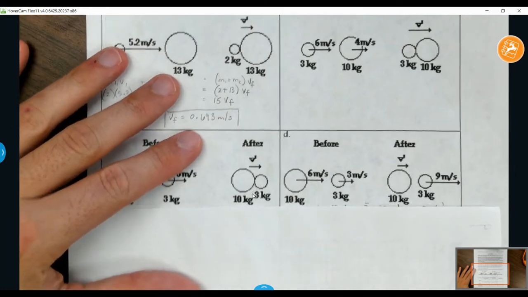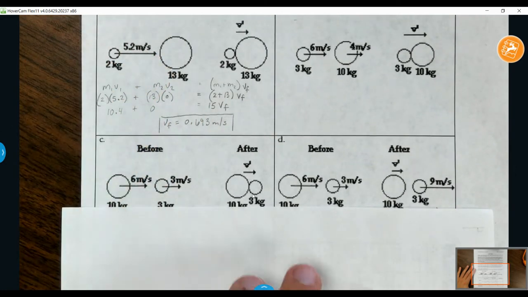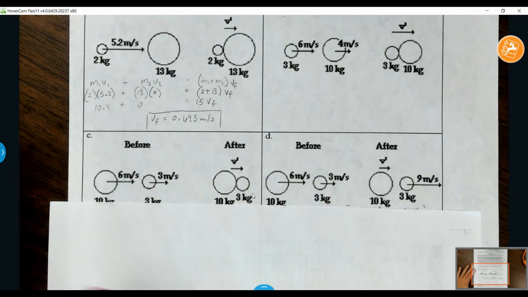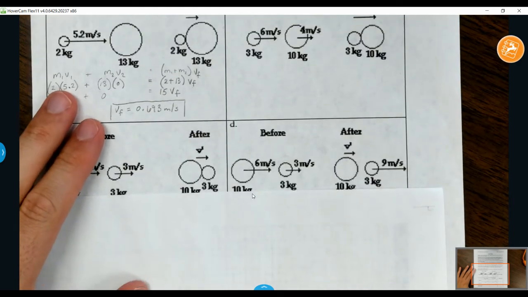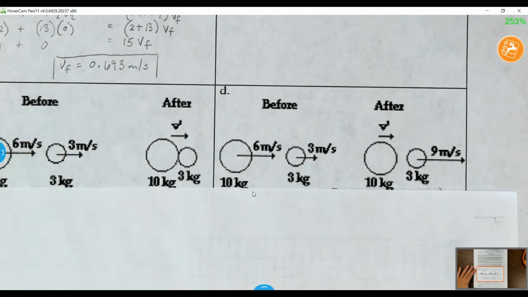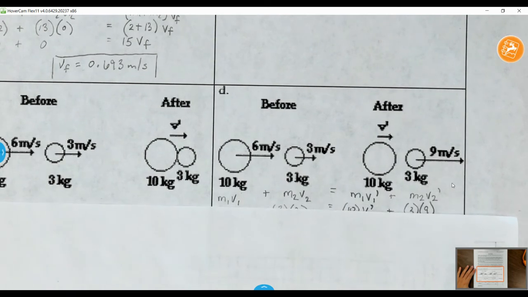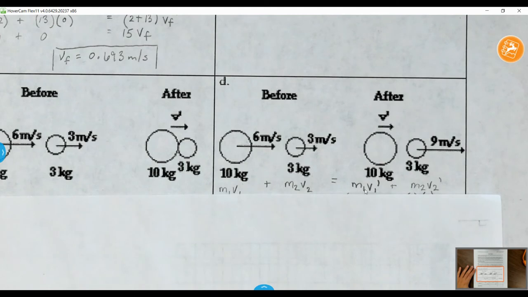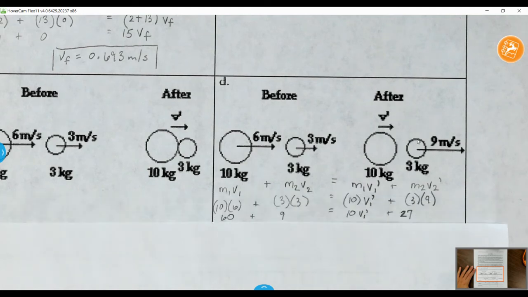Letter D, E, and F, though. See how they're not touching after. Since they are not touching after, this is going to be an elastic collision. So for the elastics, you're going to have this equation: M1 V1 plus M2 V2 equals M1 V1 prime plus M2 V2 prime. The prime, or the apostrophes, just means the velocities of the objects after they collide.